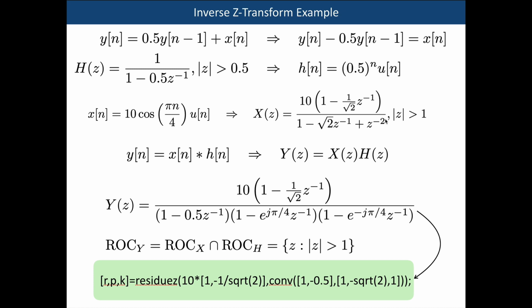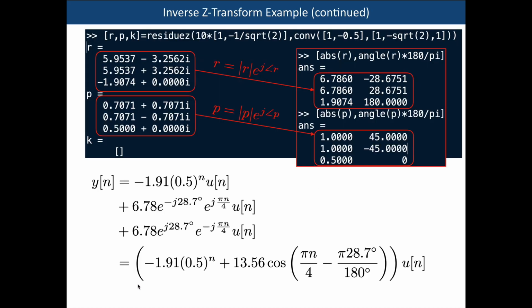So what I'm going to do is multiply this polynomial together with this polynomial. How do I multiply polynomials in MATLAB? Convolution. So we're going to take this polynomial, which is the vector [1, minus 1/2], that's here, and this polynomial, which is the vector [1, negative root 2, 1], that's this polynomial, and so this convolution is the denominator polynomial. You pop those into the residuez function, and out comes the answer.